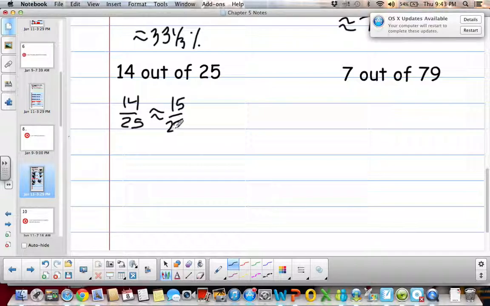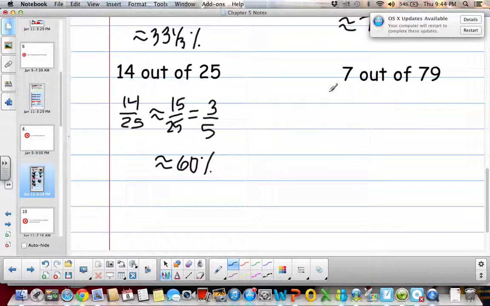15/25 is very close to 14/25, and if I simplify 15/25 and divide both my numerator and denominator by 5, I would get 3/5. Then I look at my table, and 3/5, as you can hopefully see, is 60%. So 14 out of 25 is approximately 60%, because 15 out of 25 we know is 60%. So 14 out of 25 is very close.